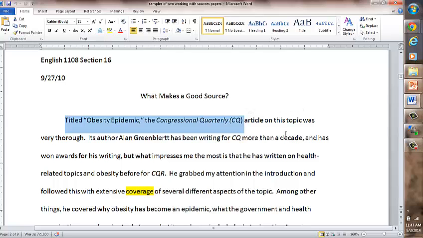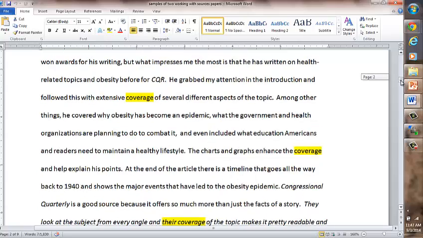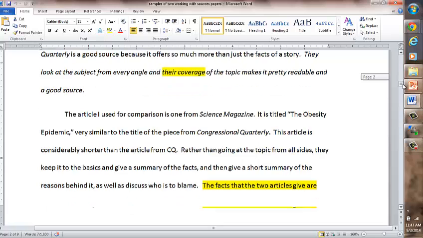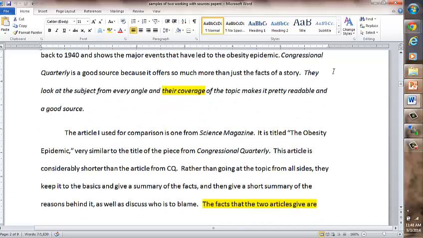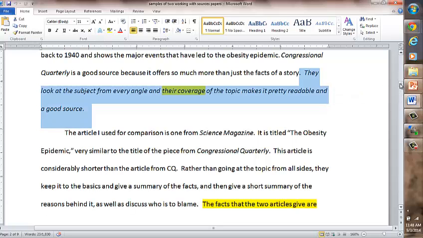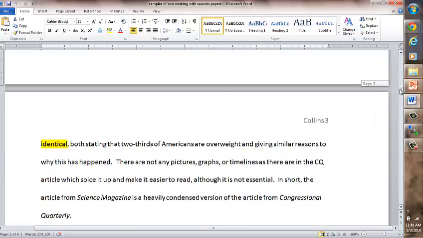Okay. This particular student, as you no doubt can see from the highlighting, highlights the coverage of the source, and that makes it a good source. That's what we've highlighted here. You do not have to do highlighting, but the idea is that you're pointing out what makes for the good source. I did that here for the demonstration in class. They look at the subject from every angle, and their coverage of the topic makes it a pretty readable and good source. It's the coverage that's most important for this student.